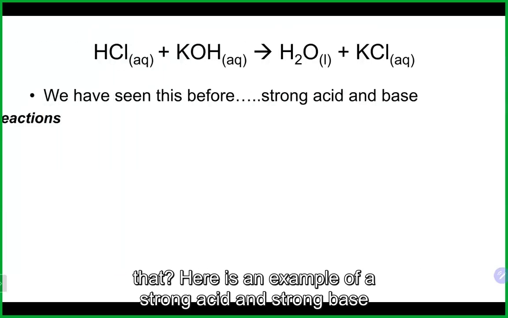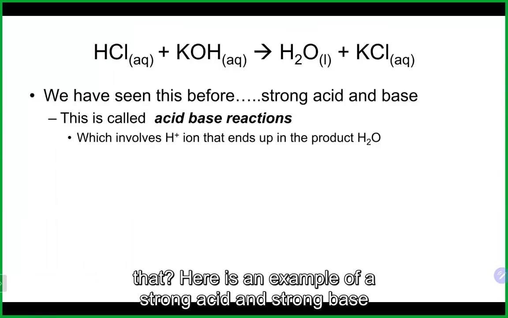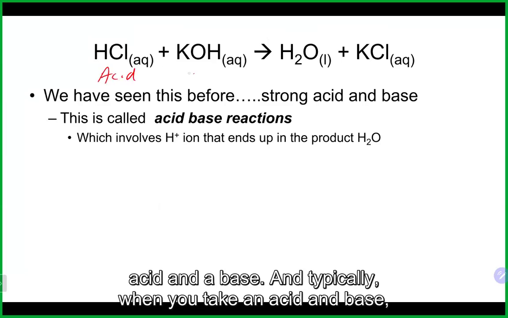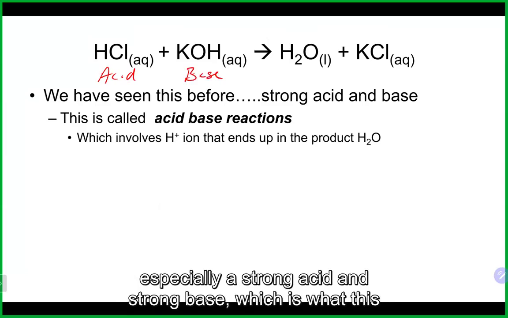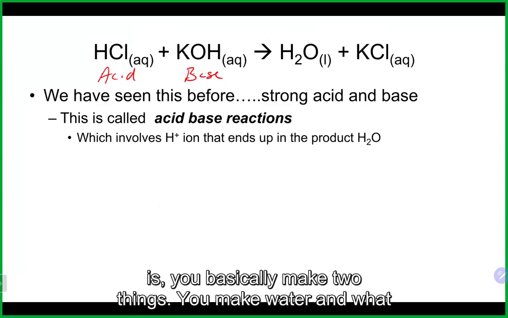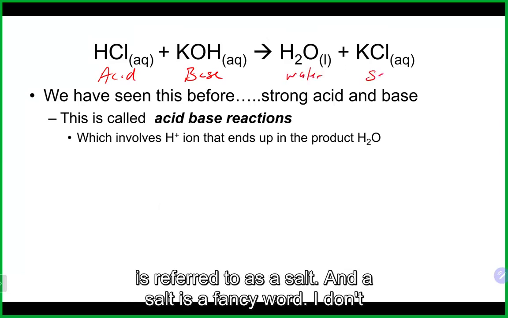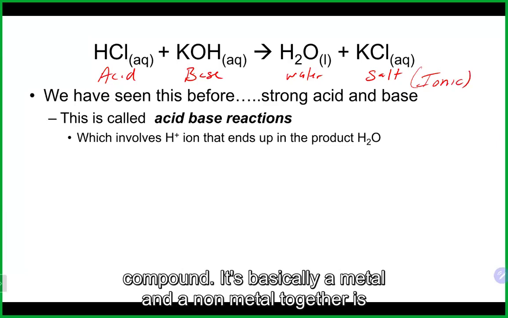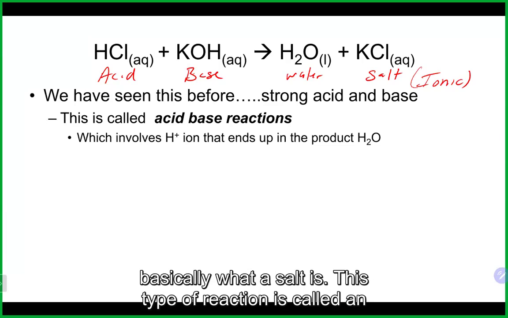Here is an example of a strong acid and strong base coming together. This is hydrochloric acid, which is an acid, and a base. And typically when you take an acid and base, especially a strong acid and a strong base, which is what this is, you basically make 2 things. You make water and what is referred to as a salt. And a salt is a fancy word. I don't know how fancy it is, but it's a fancy word for an ionic compound. It's basically a metal and a non-metal together is basically what a salt is.